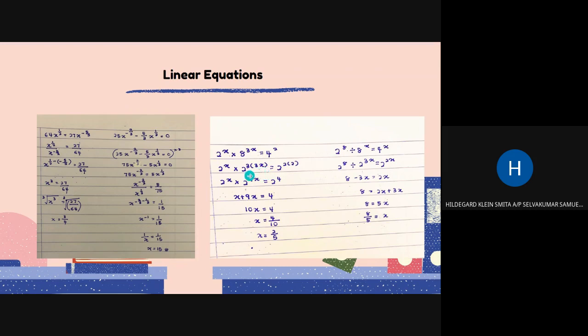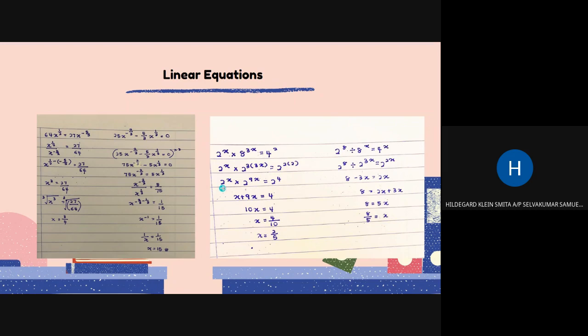So as we change 8 to base 2, it will be 2 to the power of 3. Since there's 3x over here as well, we need to maintain the 3x here. Same goes with 4. Change the base to 2 and you get 2 squared. Then we have to multiply this 2 over here, as it is one of the other laws of indices that we have learned. So it will be 2 to the power of x multiplied by 2 to the power of 9x equals 2 to the power of 4.